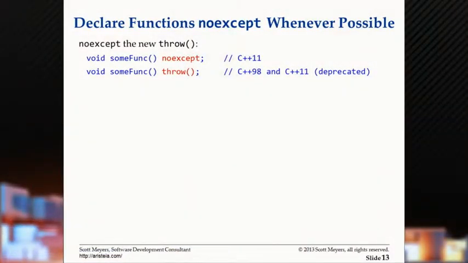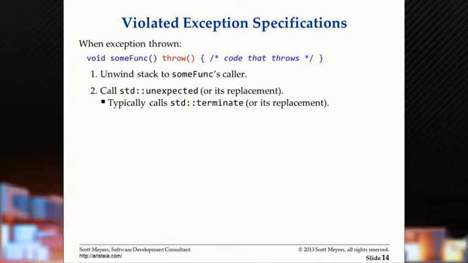So if I have some func and in C++98 I wanted to say that it didn't throw anything, then I would say throw open paren close paren, as I've shown on the second line here. But in C++11 we have a whole new fancy syntax for this. We say noexcept. At a high level of abstraction, they mean the same thing. Unfortunately, we can't sit back with a high level of abstraction because the semantics are similar, but they're not identical. So in particular, they don't behave the same way when an exception gets thrown.